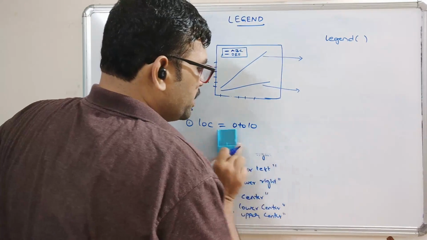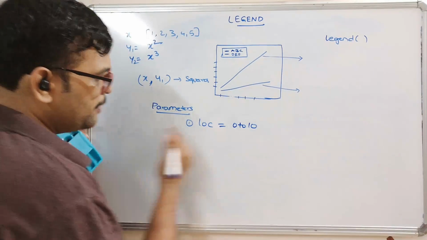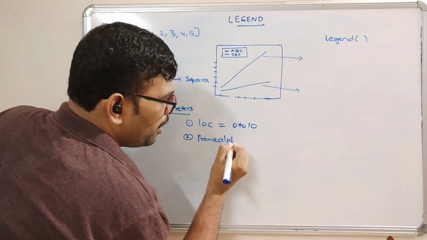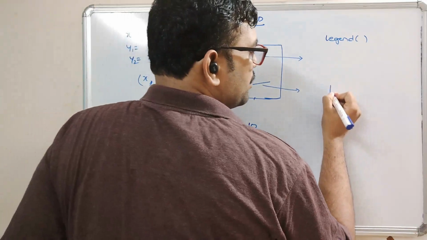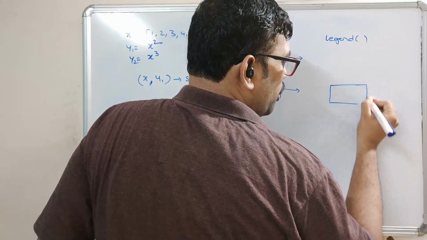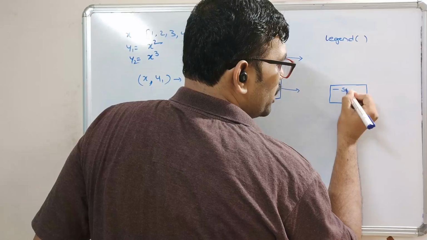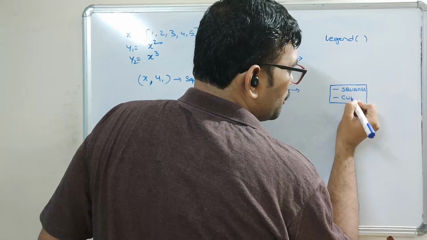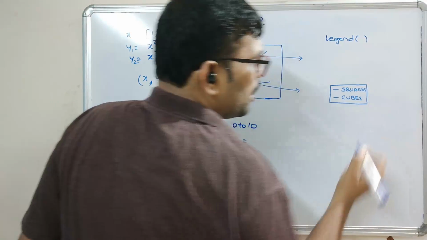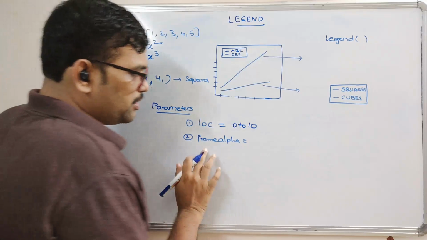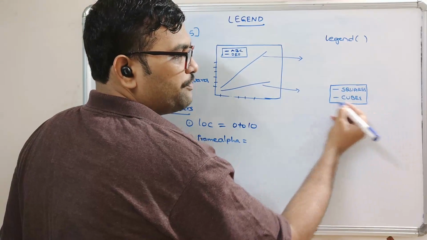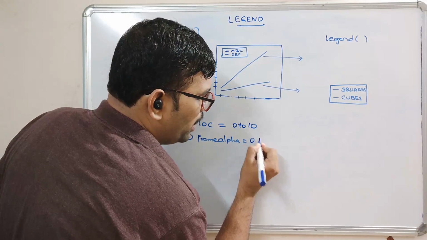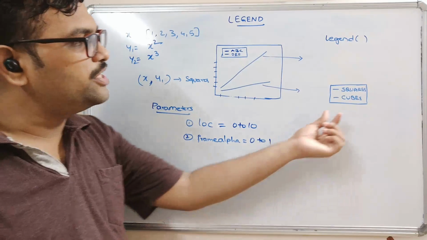So this is the first parameter, that is location. The next one is frame alpha. If you are representing the legend box in this way, one color with the squares and another color with the cubes, then frame alpha means the outside frame. This will be an integer or a float value between 0 to 1, which gives the transparency of this particular box.